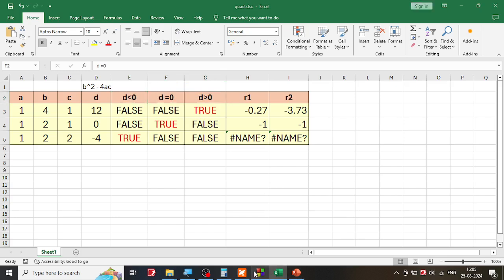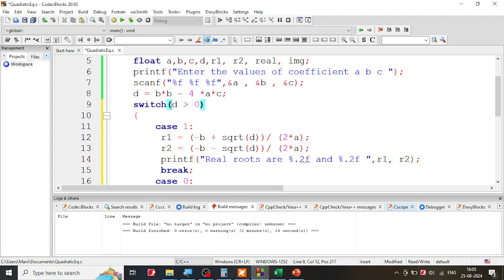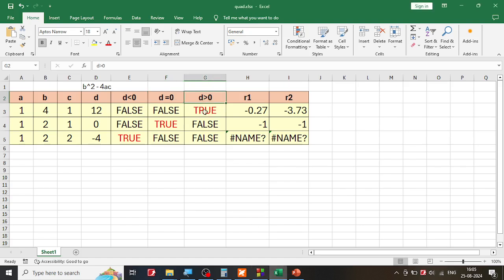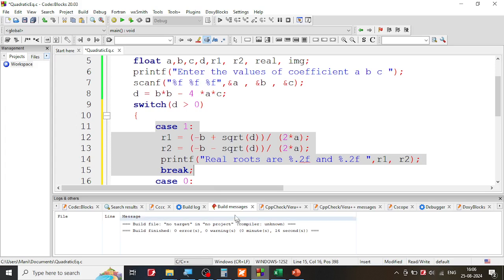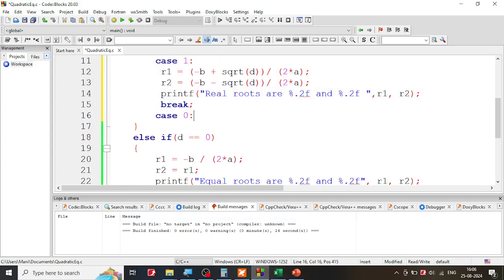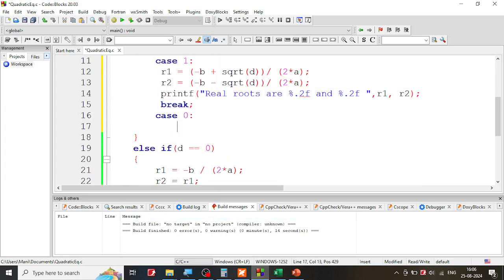So what I got here is, if it is greater than 0, you know very well it is the real roots. So if this is true, you get two real roots. If it is not greater than 0, I am again going to check whether it is equal to 0. So here, I'm going to write one more switch statement and check whether D is actually equal to 0.